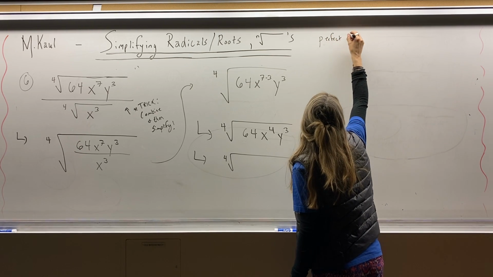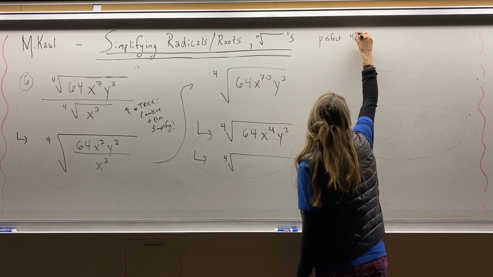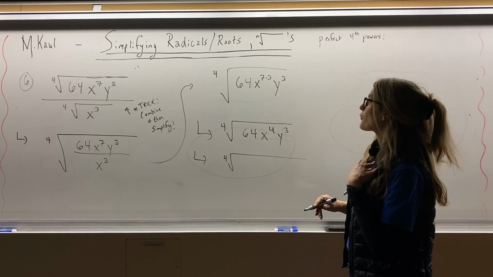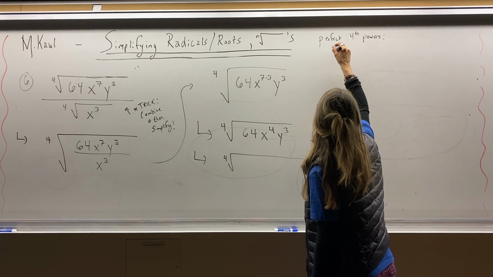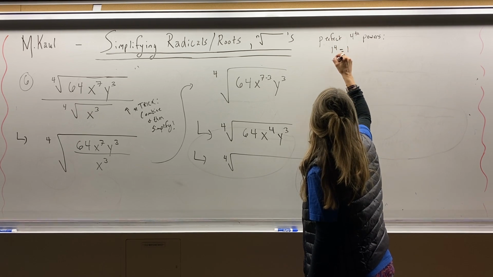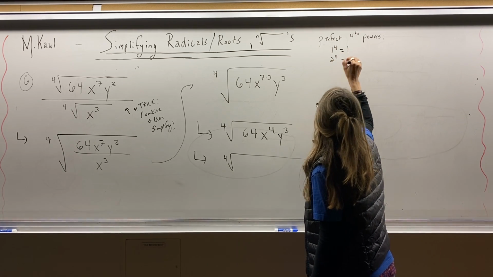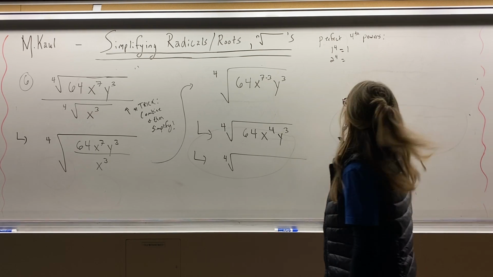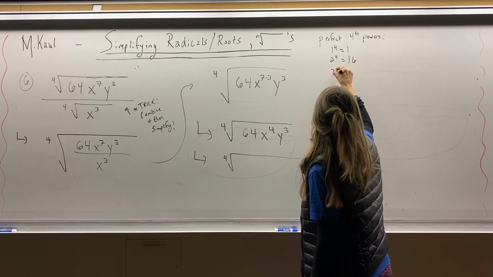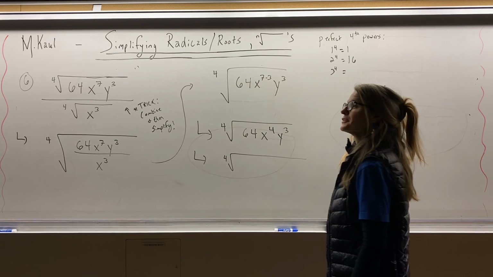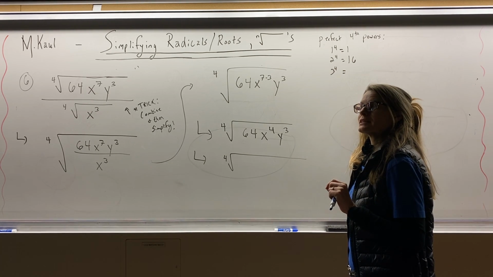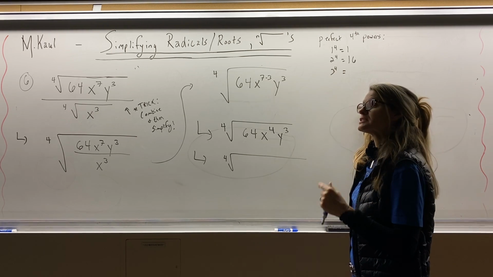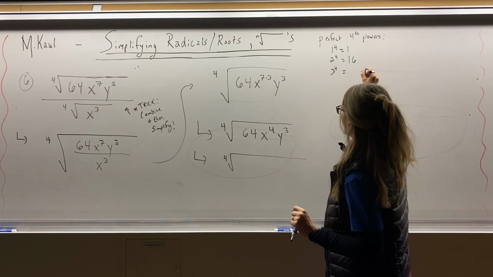Perfect fourth powers. I should say perfect fourth powers. Let's see, well, we know 1 to the 4th is 1. 2 to the 4th is 2 times 2 times 2 times 2. So we have 4 times 4 is 16. Now 3 to the 4th is going to be a little harder on the brain. So let's see. I'm going to break it down to 3 squared and 3 squared, which is easier for me to do, which is 81.